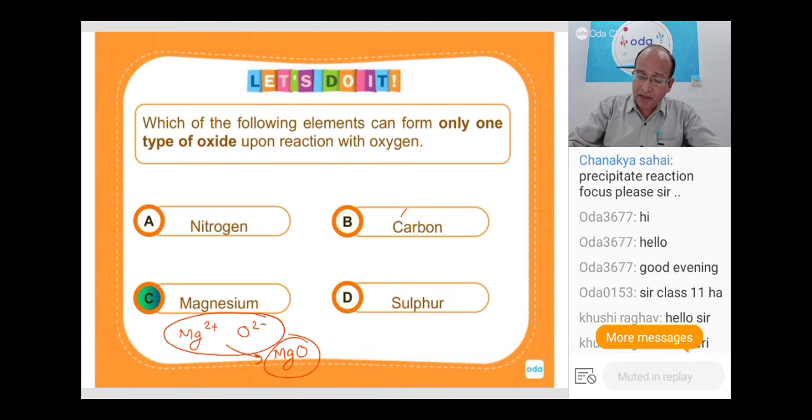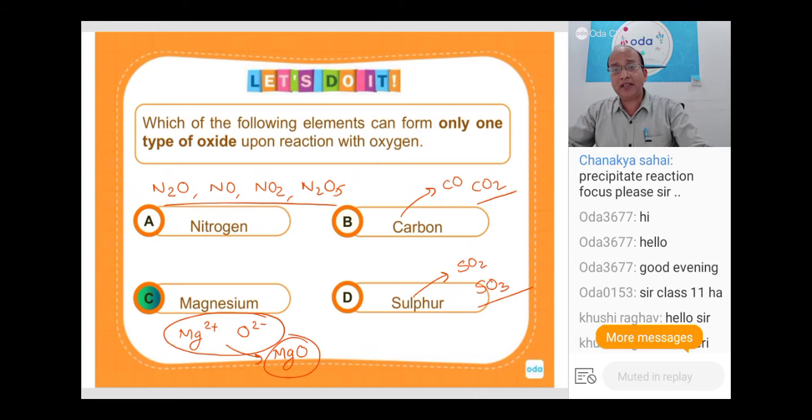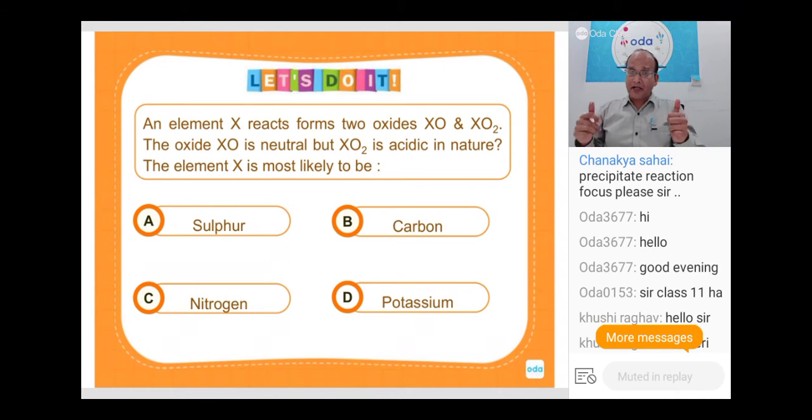समझ आ गया? कार्बन में दो ऑक्साइड्स होंगे, ठीक है, CO और CO2. Sulphur will also have two oxides. सल्फर में ऑक्साइड होगा SO2 और SO3. ठीक है. Nitrogen will form many different types of oxides. Nitrogen will form N2O. It can form NO. It can form NO2. It can form N2O5. तो इतने सारे फॉर्मूले होंगे. You will study in higher classes how these oxides form. Okay, so magnesium will form only one oxide. So the correct answer is magnesium, guys.